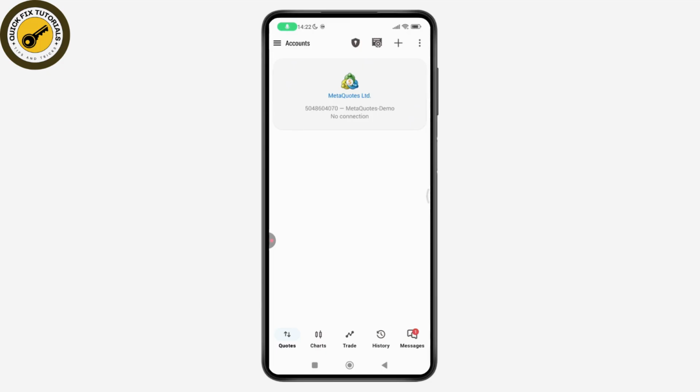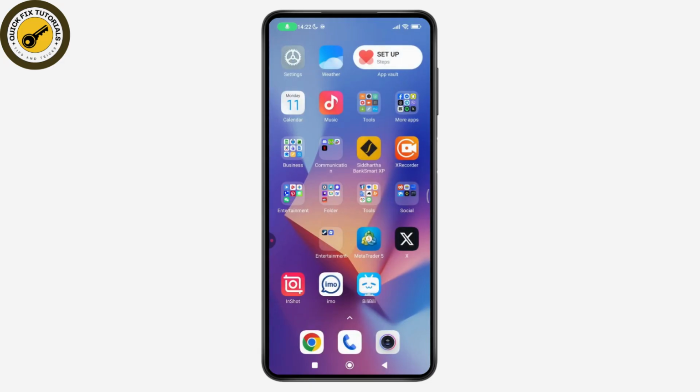As of now, this is the only way to withdraw your money from Metatrader 5 to any of your bank accounts. You cannot do that directly.